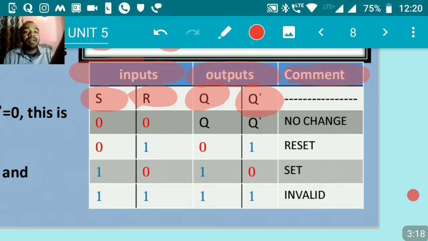What happens here when the set input and reset input are both 0, that is S equals 0 and R equals 0? Q remains Q and Q bar remains Q bar. The flip-flop is not going to change its state, because both the set and reset inputs are 0, both are null. That is why Q remains Q and Q bar remains Q bar. Q and Q bar are the outputs, so the outputs are going to remain the same. There is no change.